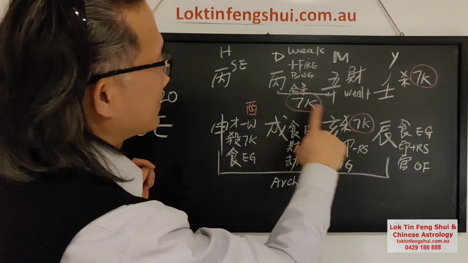So, let's look at this chart. As I said, this is a real person, and he now lives in Melbourne. Born in the Southern Hemisphere. When you have the chart, first of all, we look at whether this chart is weak, strong, or extremely weak. This is the month, that's the year, that's the day, that's the hour. Generally, I will look at the month first, the peak month. The peak month is water.